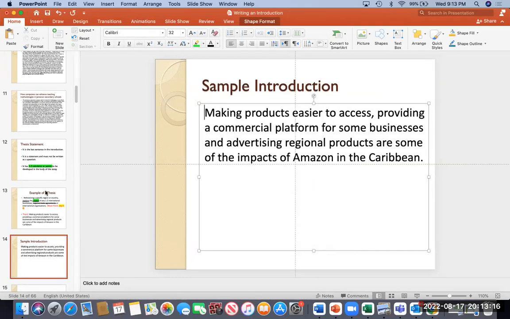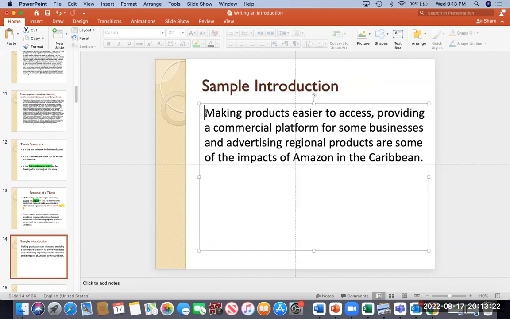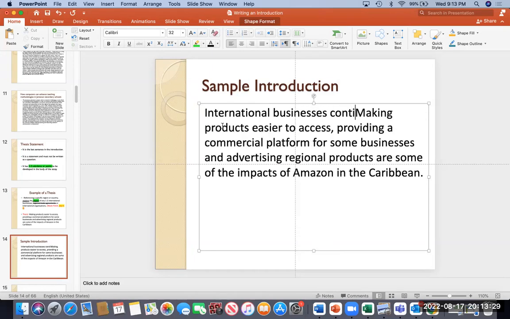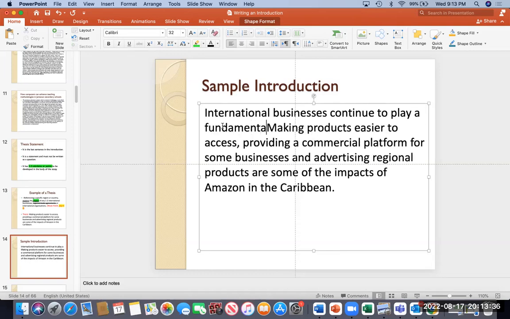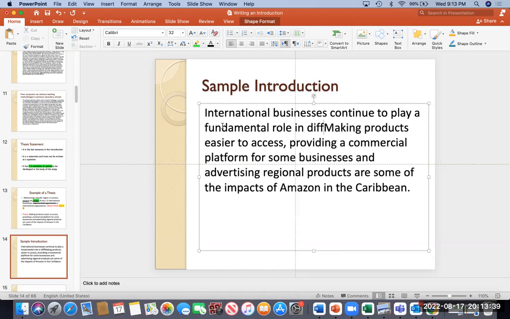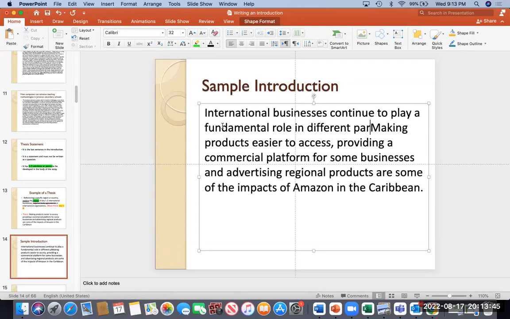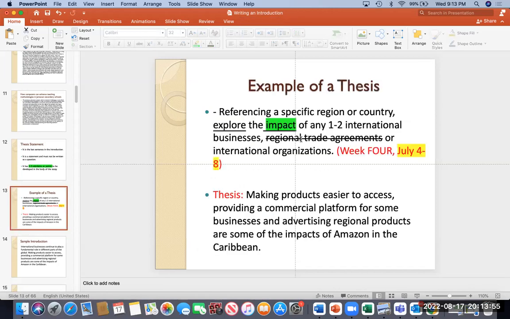So this is our thesis, referring to a specific region or country. We might start out by making a statement like, this is our opening. International businesses continue to play, let's say, a fundamental role in different parts of the globe, right? So we have our opening. So international businesses, based on the question, referring to a specific region or country, explore the impact of any one or two international businesses.